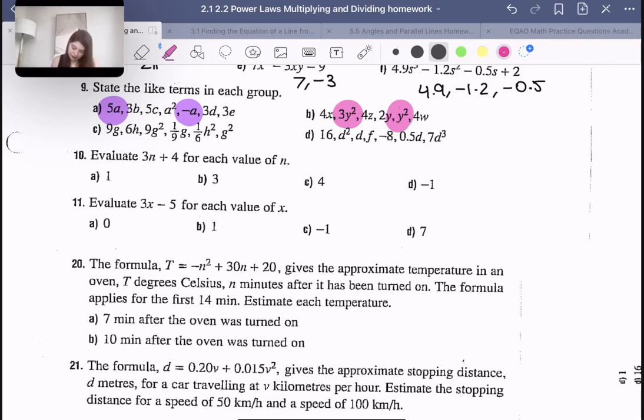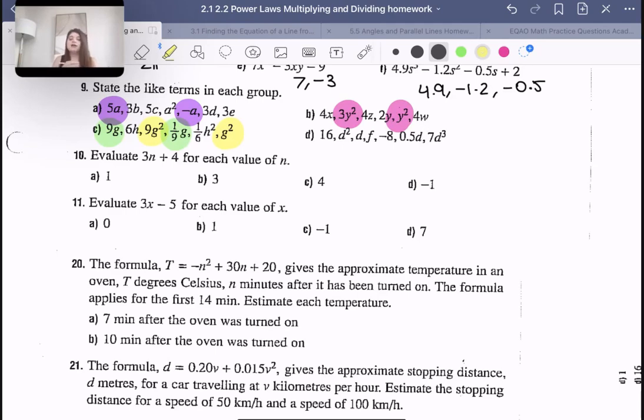Okay, what about C? C says 9g, 6h, 9g squared, 1/9 g, 1/6h squared, and g squared. Okay, this one's interesting. There's actually two sets of like terms. So 1/9 g and 9g are like terms to one another. And there's actually another separate set of like terms because g squared and 9g squared are also like terms to one another. So I'm not sure if that was by mistake.